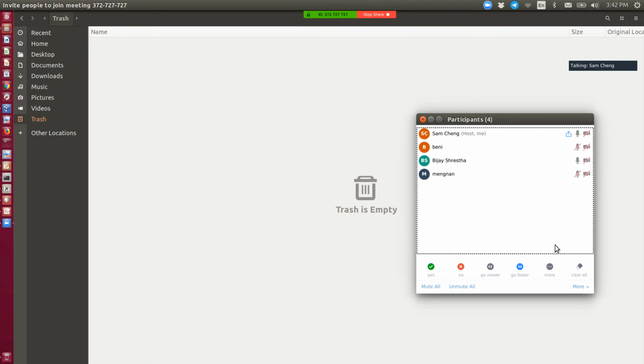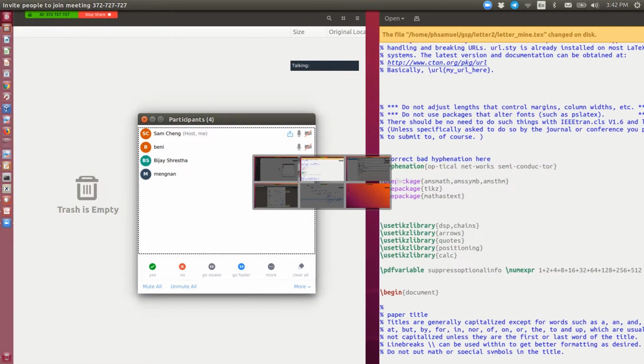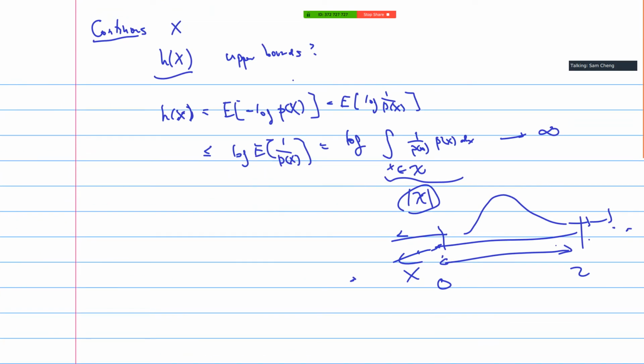So is my question clear? I probably want to have some constraint to have some bound. I want to have some upper bound for the differential entropy. And I want to impose some constraint on the distribution.